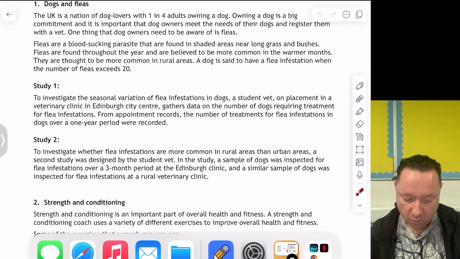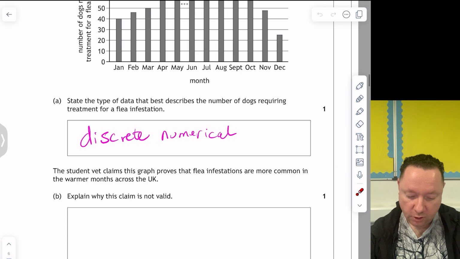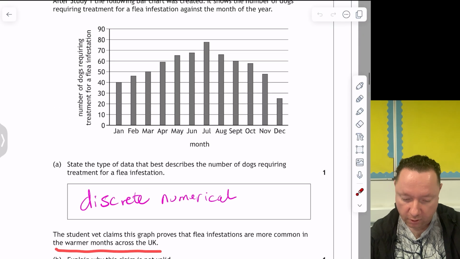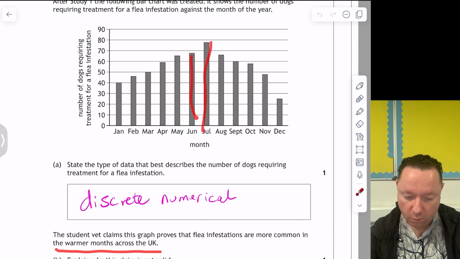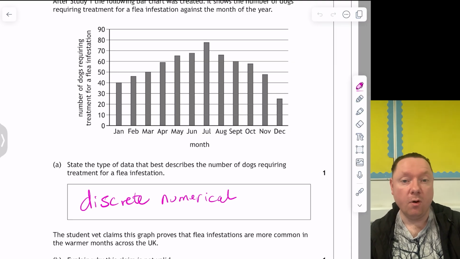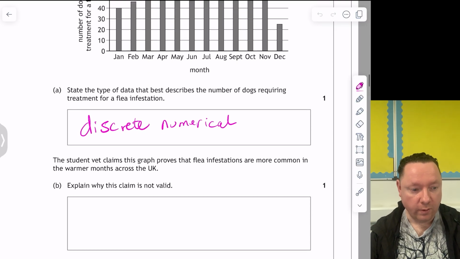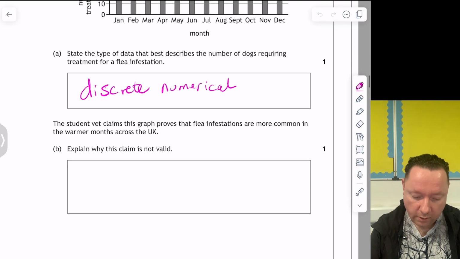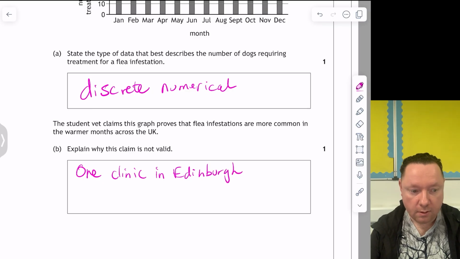So if we go back to our question, it says the student vet claims that flea infestations are more common in warmer months across the UK. Well, if we look at our graph, definitely more common in warmer months, but this is only a local study, so it doesn't tell us anything about the whole of the UK. So that's all that we can say. One clinic in Edinburgh is not representative of the UK.